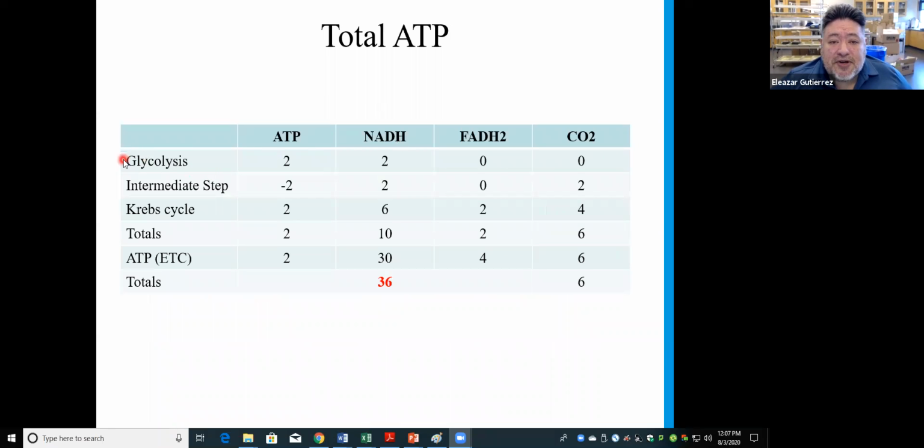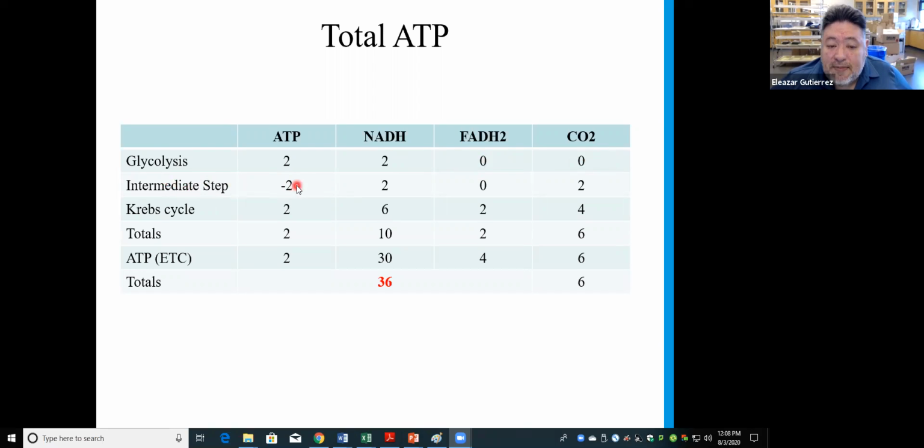Okay, this is the big picture, people. Okay, here's glycolysis. I put this table in because I couldn't find it anywhere. So glycolysis, how much ATP from glycolysis? Net, hopefully you remember that it's 2. How much NADH? 2. How much FADH? 0. How much carbon dioxide is made? 0. How about the intermediate step?